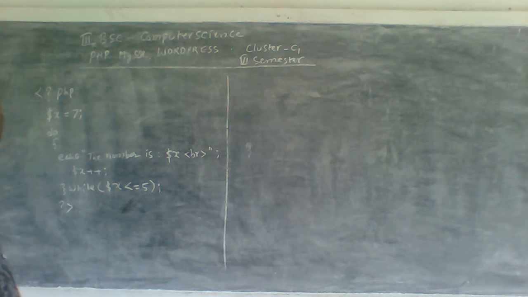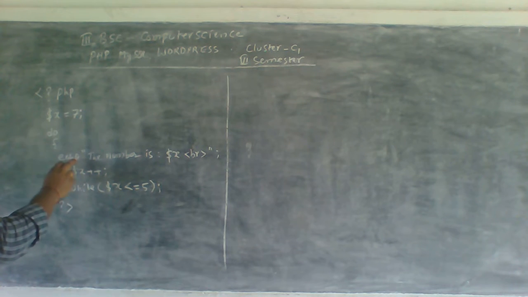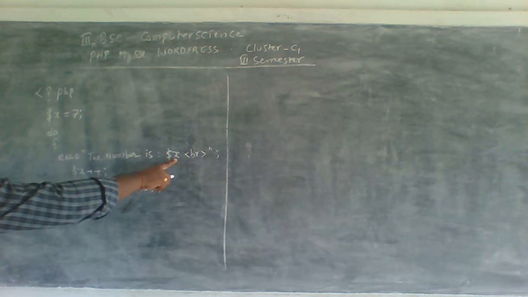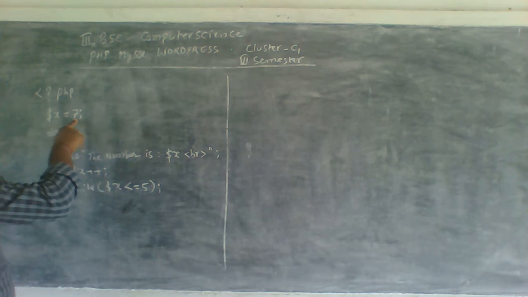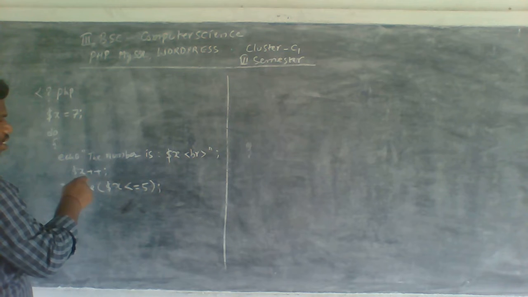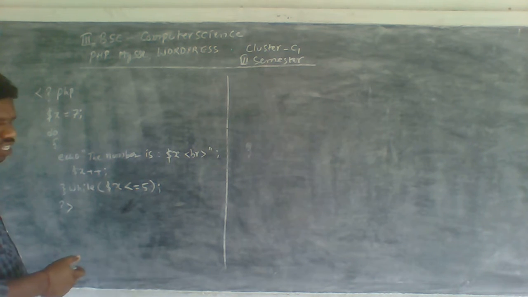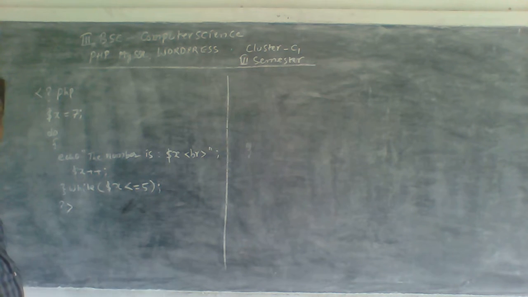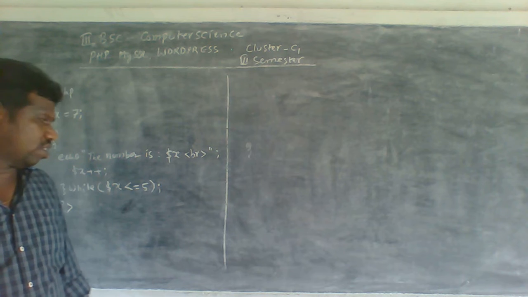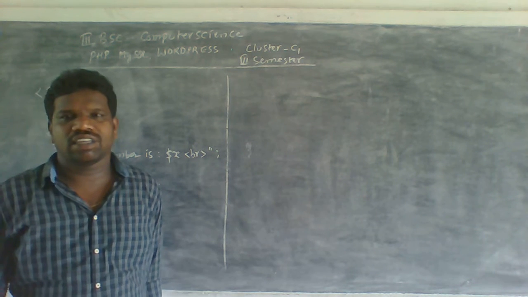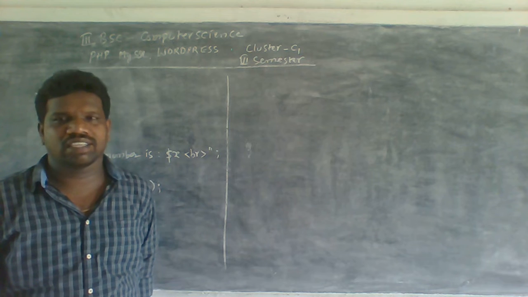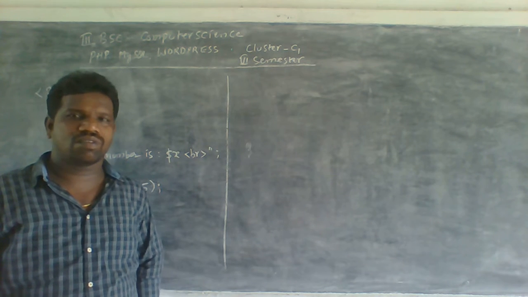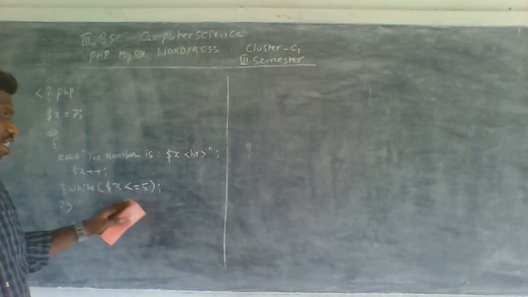Okay, so in PHP, x is equal to 7 here, echo the number is x here. X means what here? X is nothing but 7 here. Okay, 7 x plus plus, that means 7 plus plus, that is called 8 here. 8 less than or equal to 5. So this is the false statement, because 8 is greater than 5, not less than or equal to 5. So in this scenario, the statement will be false here.